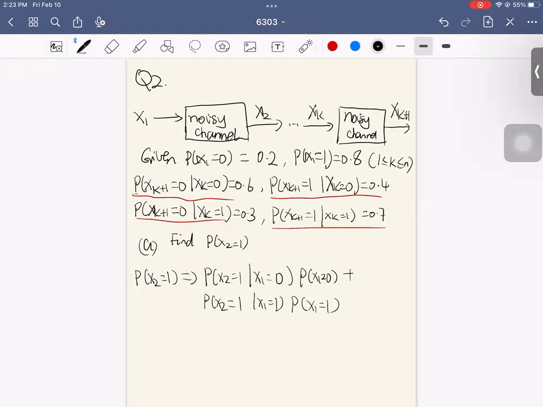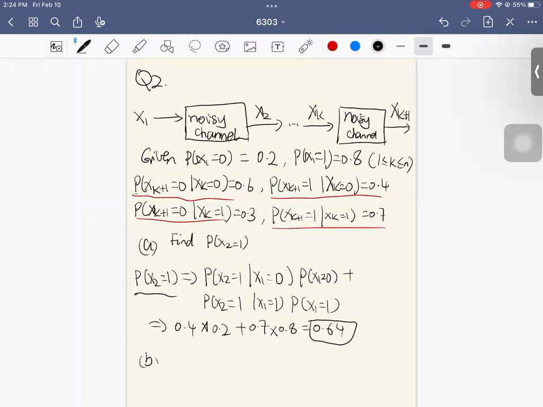Since we already know those numbers, we just plug them in. So here we get 0.4 times 0.2 plus 0.7 times 0.8. Now we can calculate this together and we get 0.64. And so we can say the probability of x2 equals 1 is equal to this number right here.